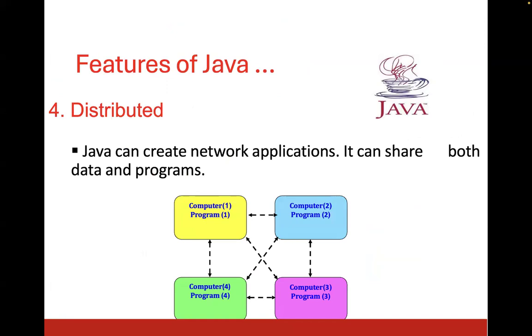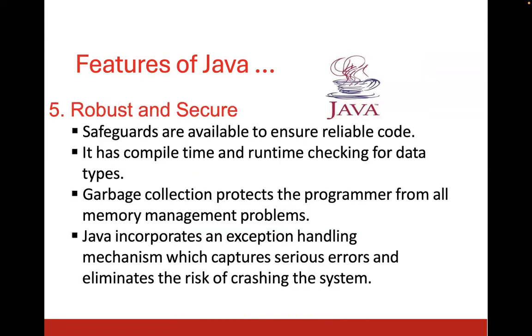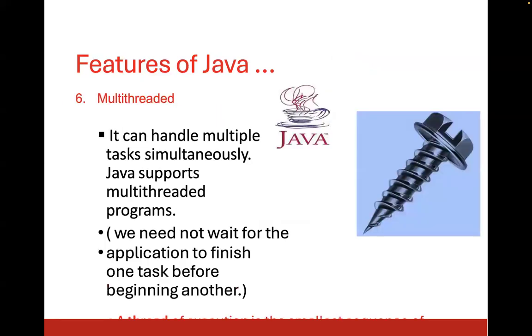The fourth feature is distributed. What do you mean by distribution? You can develop these Java related applications and connect all these things together. We call it distribution. And then robust and secure. When it comes to robust, it is very reliable and we can run it on any platform, and it's secure. When we use Java for development, we can ensure the security. No one can access, no one can hack. So those features are there.